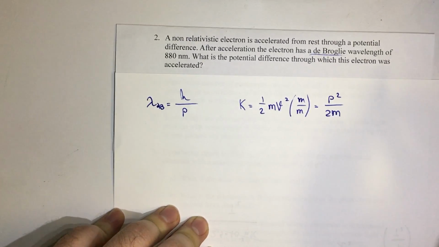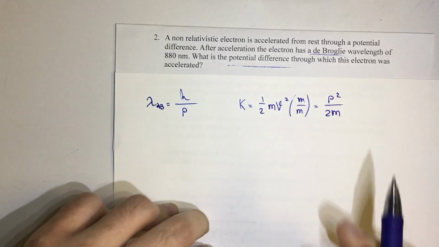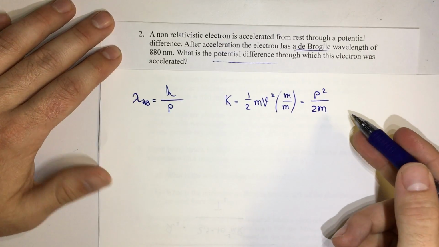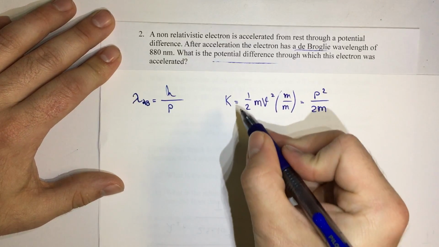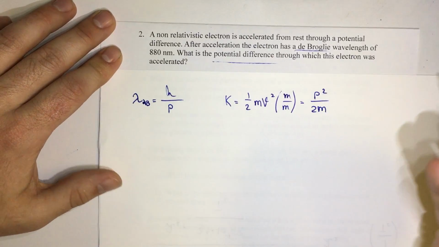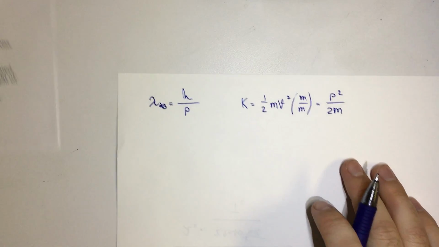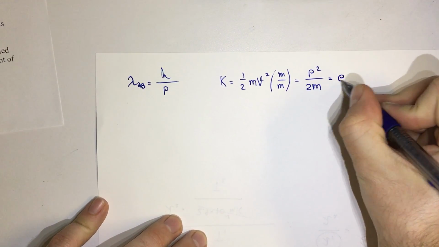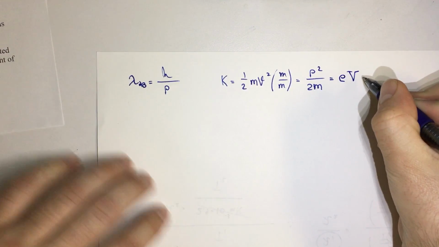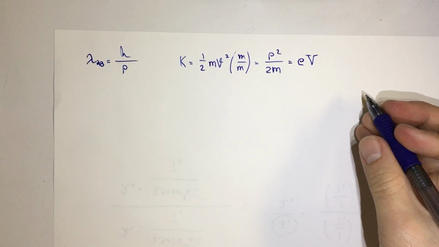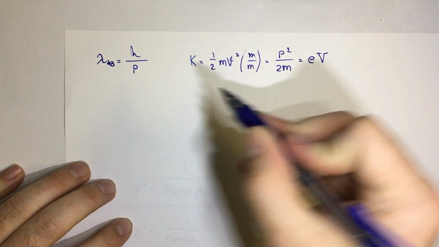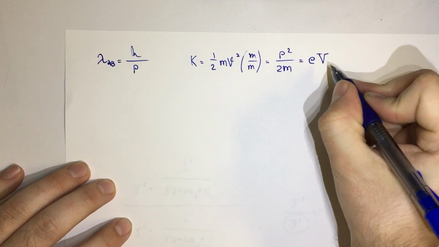So now we need to find out what to do with this potential difference part here. Well, the momentum is going to come from the acceleration through the potential difference. And by that I mean the kinetic energy is going to come from that. So what we're going to do is equate this kinetic energy with the electronic charge accelerated through that potential difference. Now we have everything we need to solve this equation. The physics is done. Let's just do the algebra.